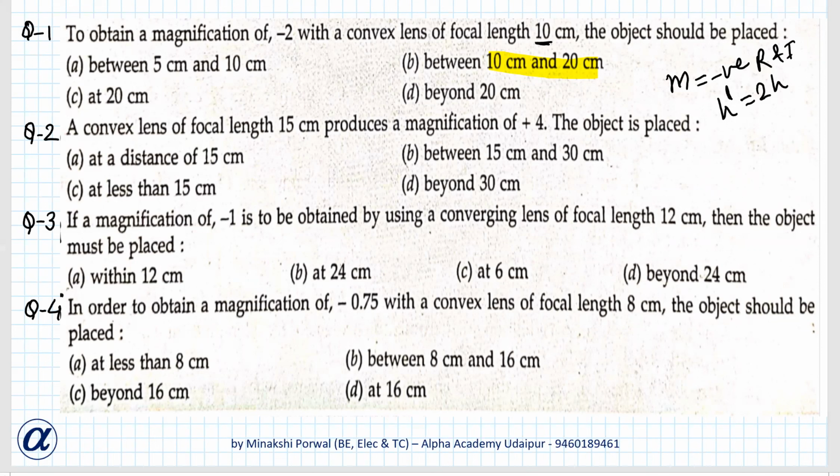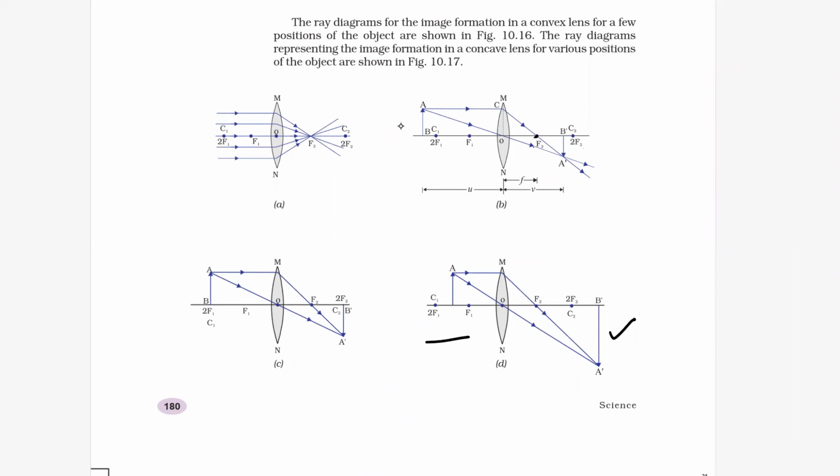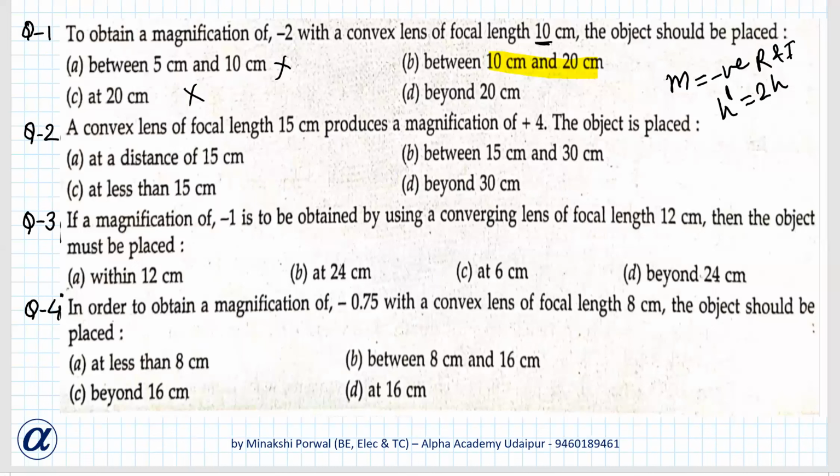So we have cancelled out option 1, option 2, and the 20 centimeter option. Beyond 20 centimeter means beyond C. In this case, the image formed is smaller than the object. So out of all the 4 options, only option B looks correct. So this is the correct answer.